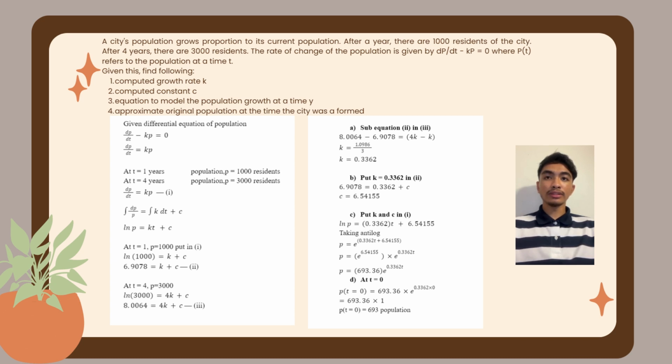P equal to 693.36 exponent 0.3362 t. We use taking natural log in this question. So for question D, we consider t equal to 0. So the t equal to 0 equal to 993 population. So that's all for the first order separable equation.